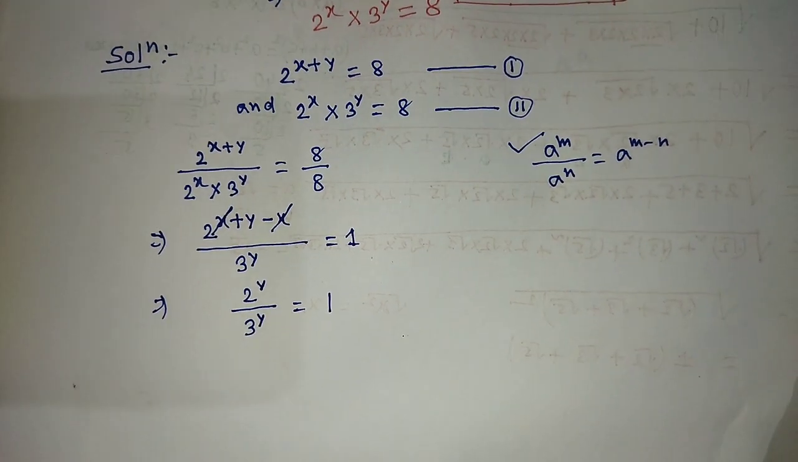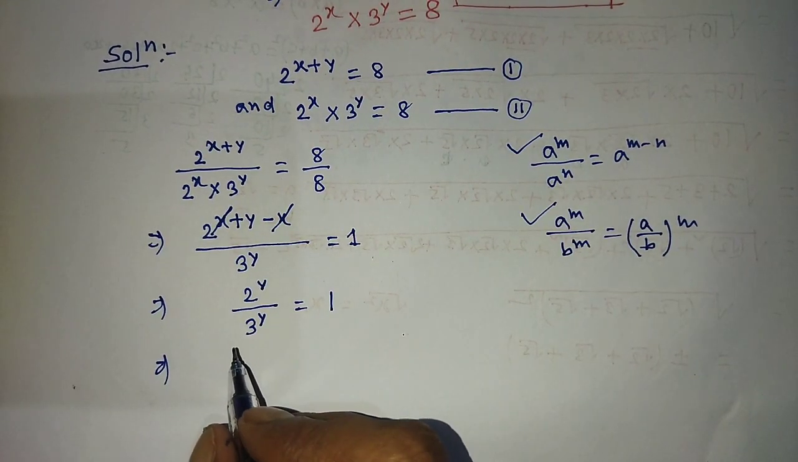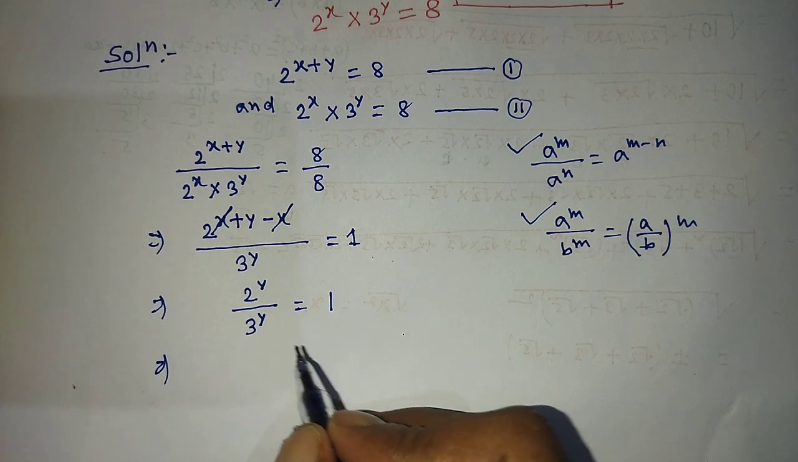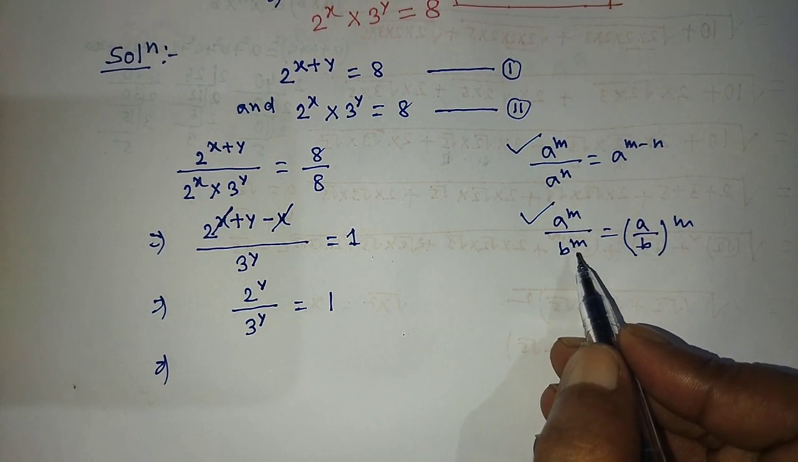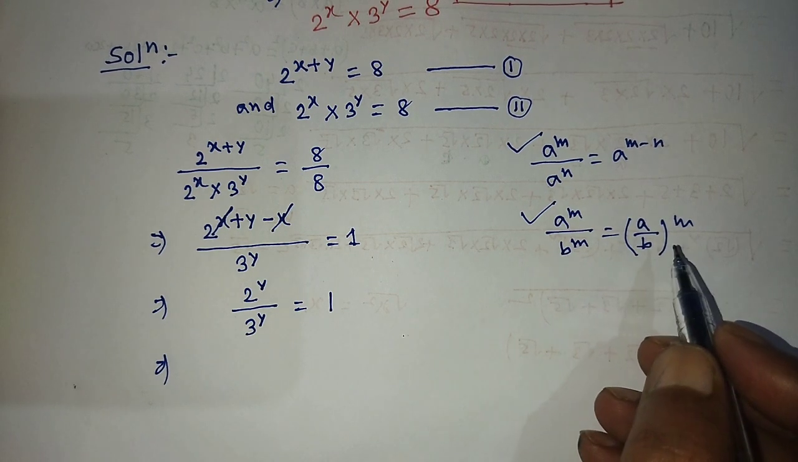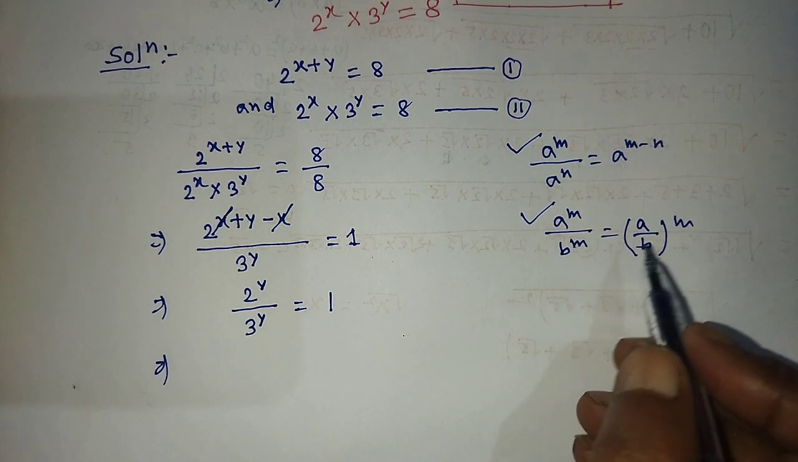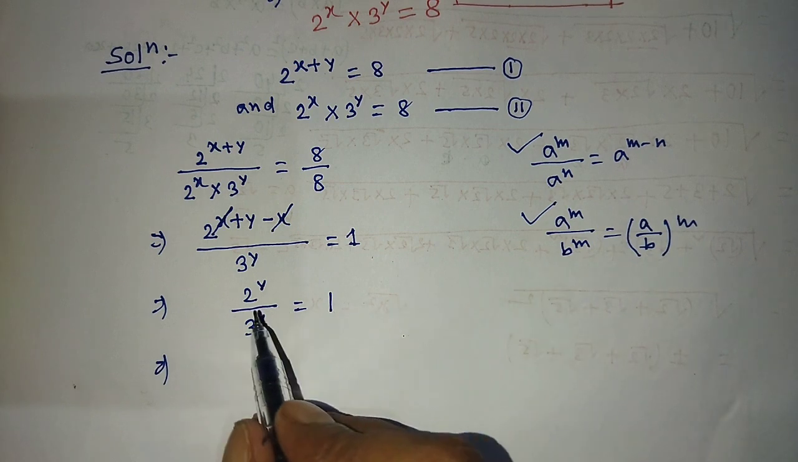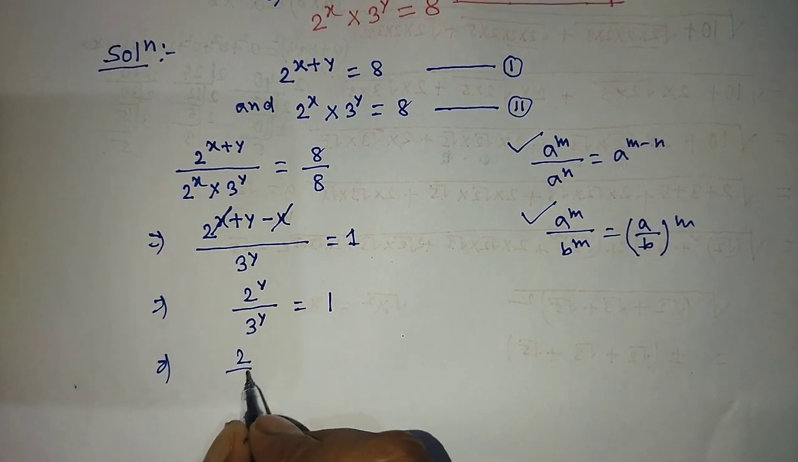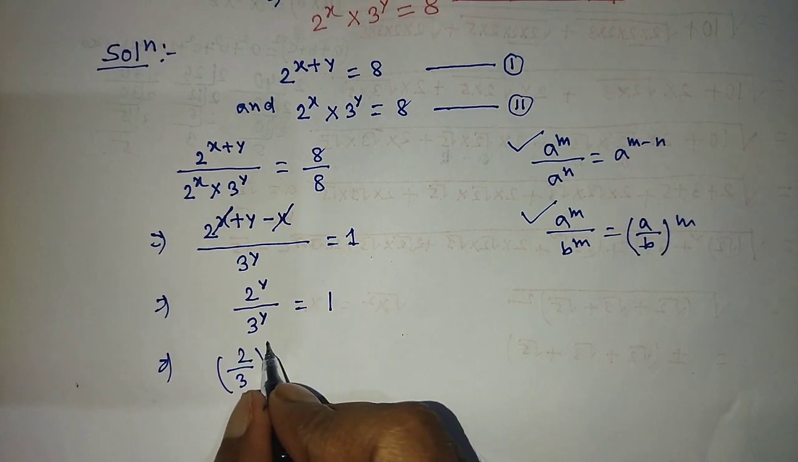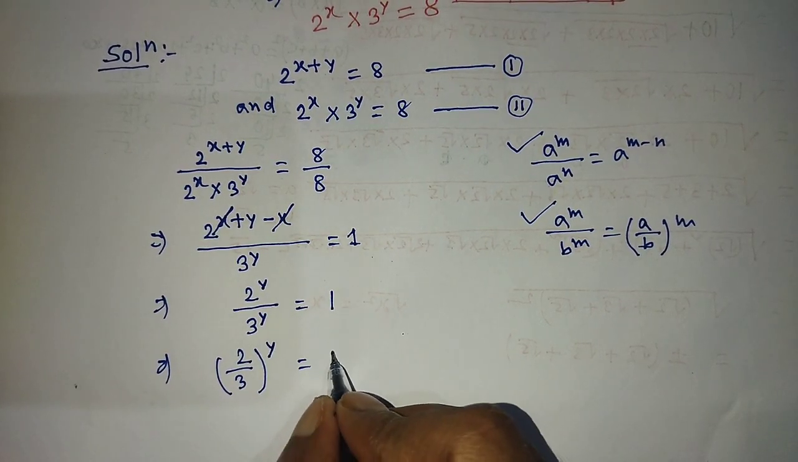Okay student. So student, to simplify LHS of this equation, we have to apply this formula: a to the power m over b to the power m is equal to a over b whole to the power m. So we have to apply this formula on the left hand side. So we can write in here 2 over 3 whole to the power y is equal to 1.